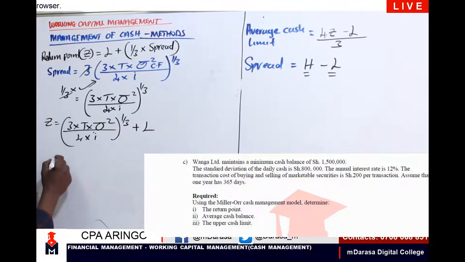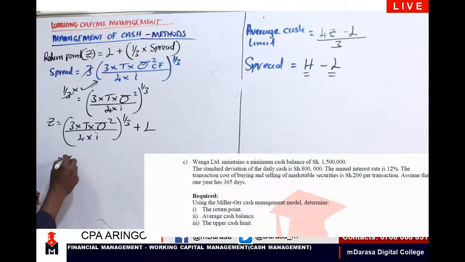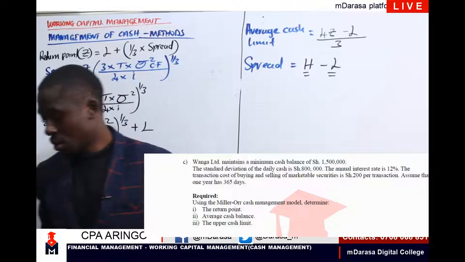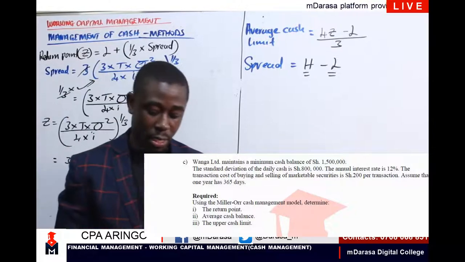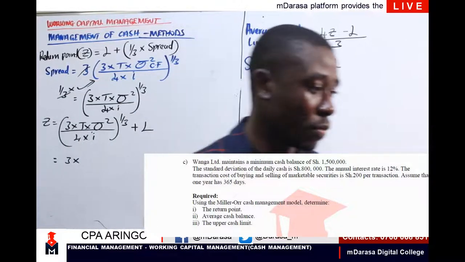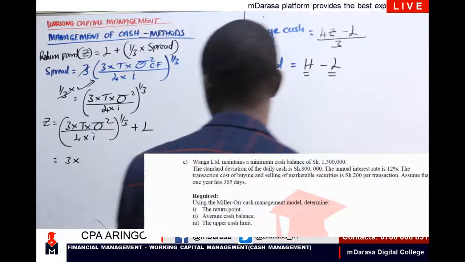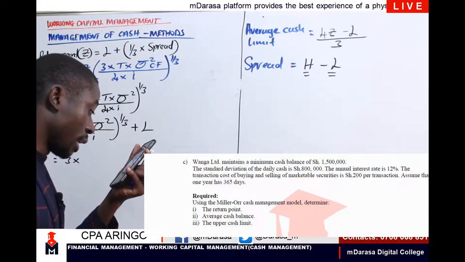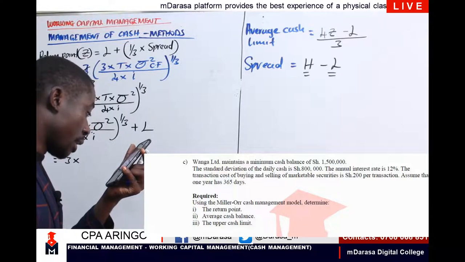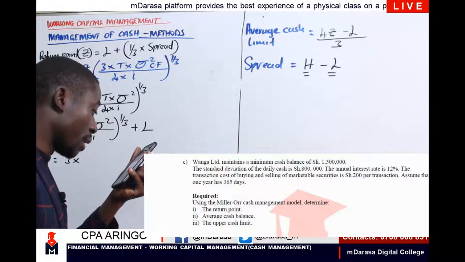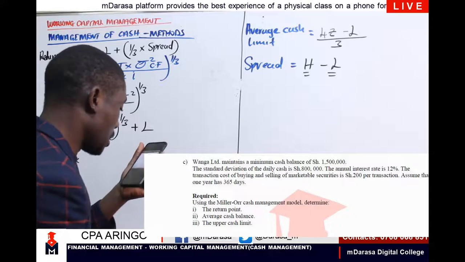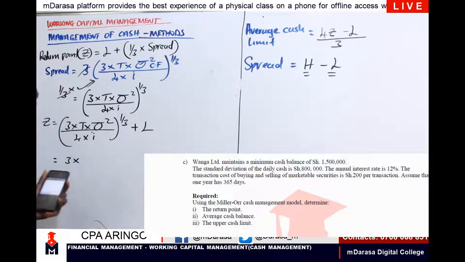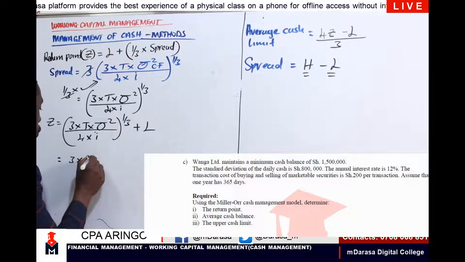So here my Z would be 3 times, the examiner here, did he give us the aspect of transaction cost? Yes, you are given. Look at that case. You are told that the transaction cost of buying and selling of marketable securities is 200 per transaction. Assume that 1 year has 365 days. So we can agree that my transaction cost was 200.